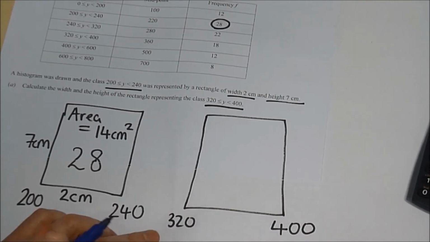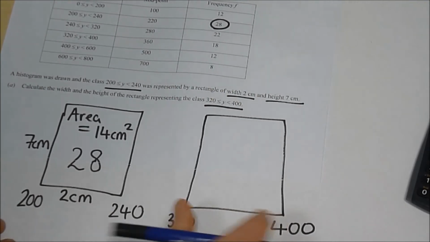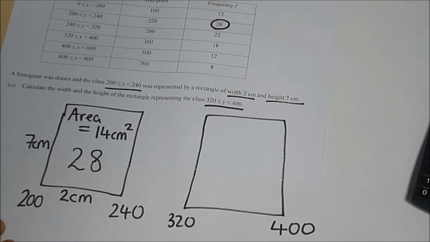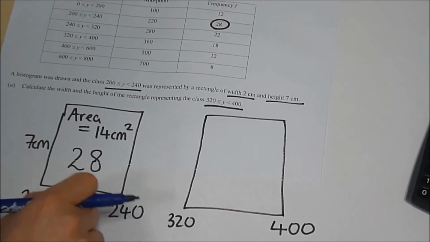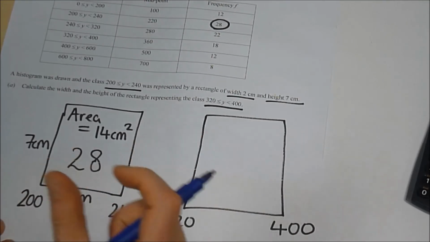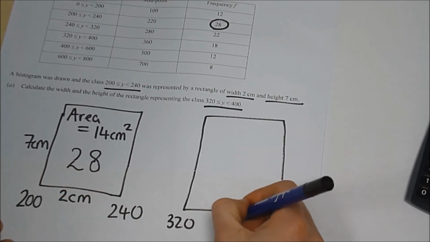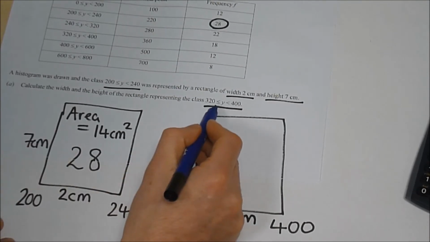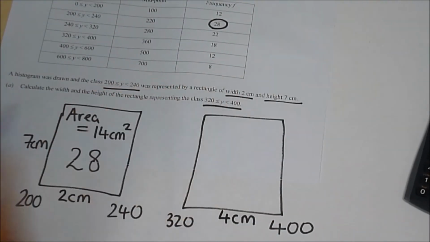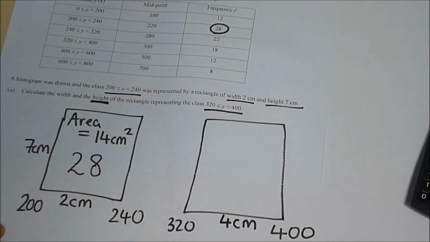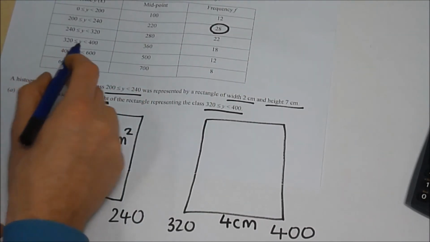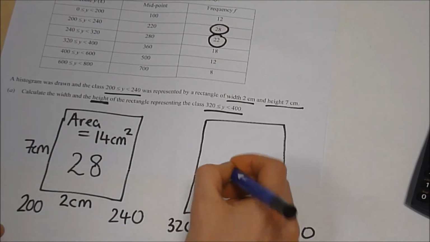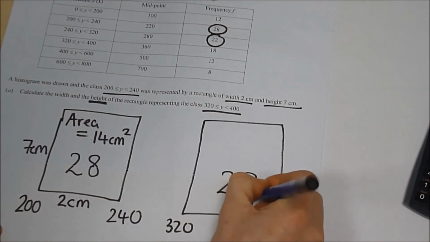That is a gap of 80, so the class width of this would be 80 wide. Now in this one, a class width of 40 was 2 centimetres wide. So if 40 was 2 centimetres, then we know 80 must be 4 centimetres. Now, we don't know anything about the height because we're not told anything about it. That's what we're trying to find. So the only other thing we do know is in this group, 240 to 320, the frequency is 22.